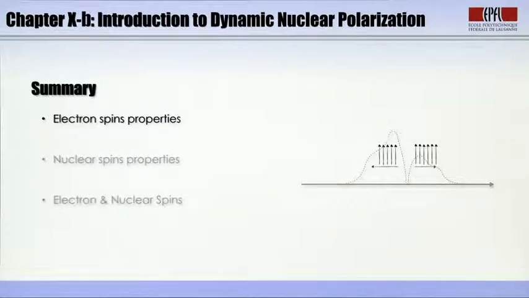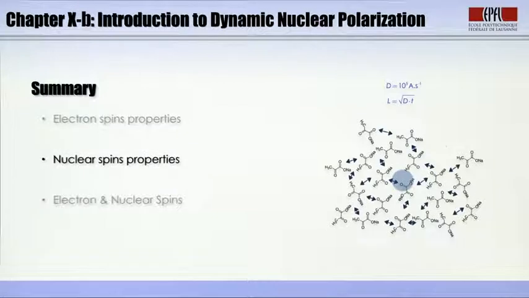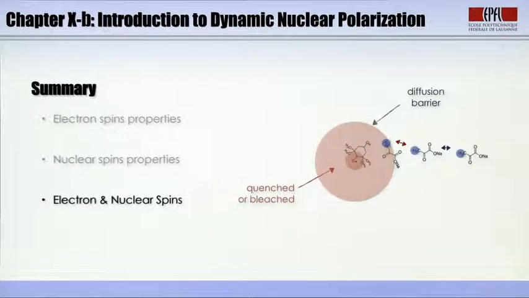So today we talked about the electron spin properties, and we saw that the saturation of the ESR line was involving spectral spin diffusion, also T1 relaxation, and at the end it was a kind of competition between those two effects. We discussed the nuclear spin properties, and we saw that nuclear spin diffusion was a very important feature that would propagate the polarization across the whole sample in space. And we talked about the interaction between the electron and the nuclear spin. We introduced the concept of a diffusion barrier and of bleaching and quenching.